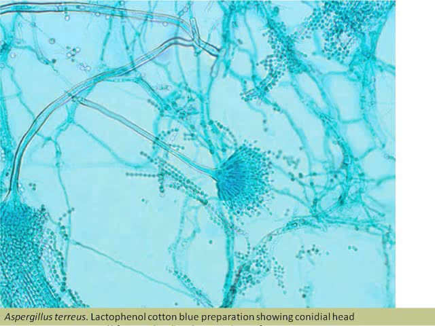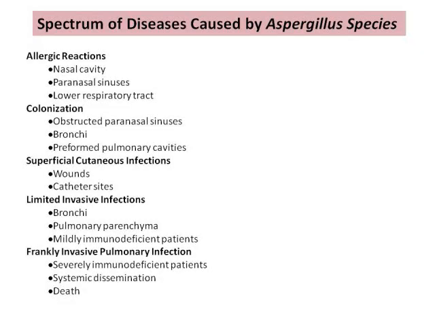Okay, then there's a spectrum of diseases caused by Aspergillus. I just want to give you this, and this is from your book. Again, you can see it may cause allergic reactions, usually in the upper respiratory tract. They can colonize in your paranasal sinuses and other places. You may have some superficial cutaneous lesions, sometimes invasive infection, and the most important thing that you want to care about is frankly invasive pulmonary infection.